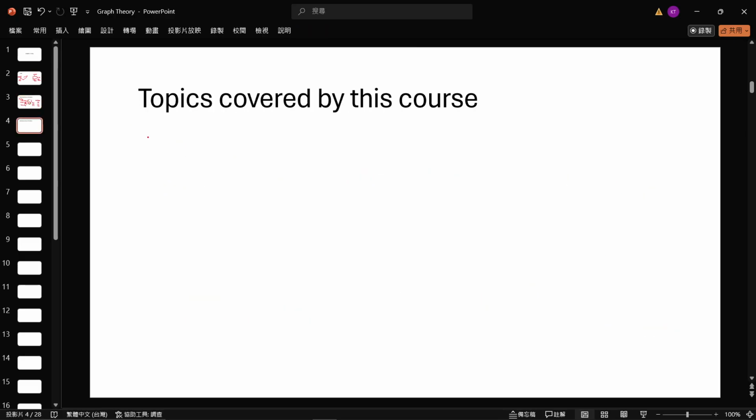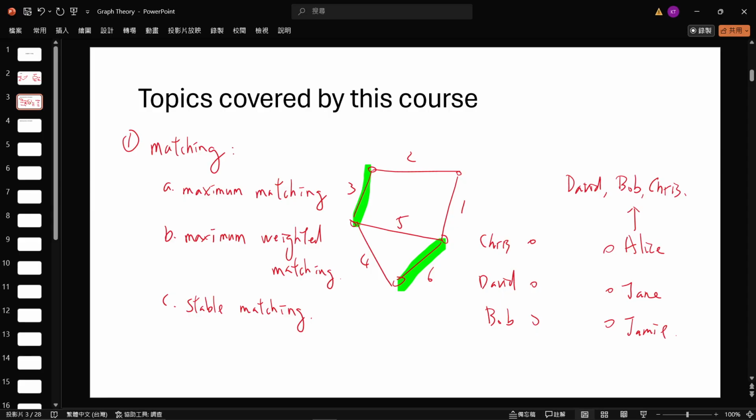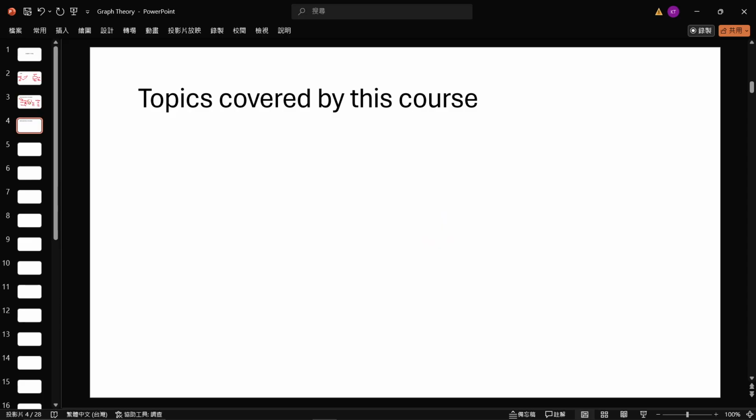All right, and it turns out that to solve, at least for the first two problems, the maximum matching and maximum weighted matching, you have to solve a different problem. The problem is called vertex cover. So what is a vertex cover? Once again, you have a graph, like this.